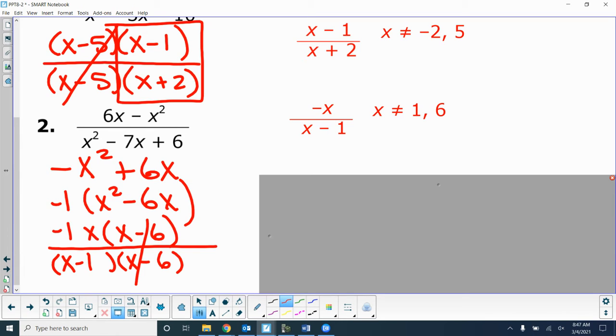18 is 4 over x. X cannot equal 0 or 2. 19 is 4 over x plus 5. X cannot equal 1/2 or negative 5. And 20, x plus 6 over x minus 6. X cannot equal 6.